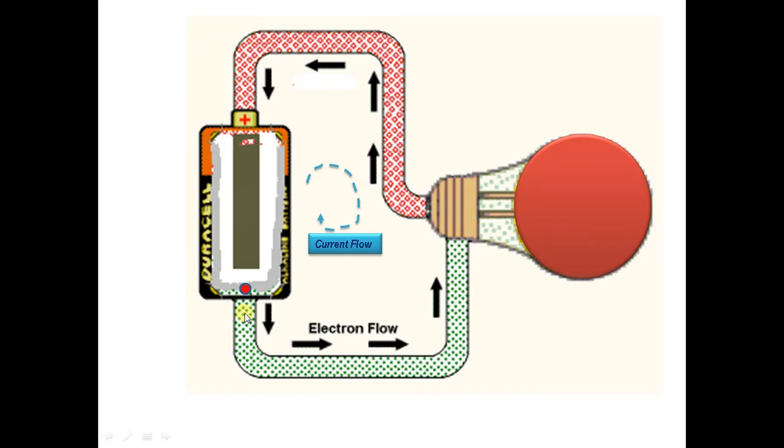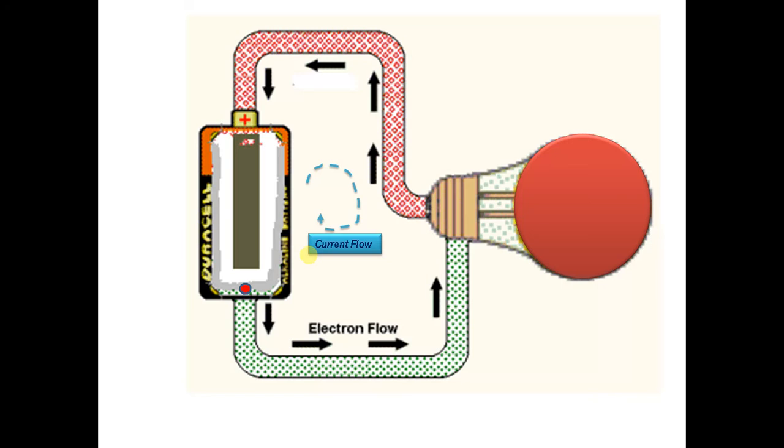So let's see this circuit. Here we can see that this is a battery, positive terminal, negative terminal, high voltage and a low voltage, and a copper wire is connected from one end to the other end, and in between a bulb is connected. So electrons flow from the negative terminal to the positive terminal and current flows opposite to that. So the convention of current flow is always opposite to the electrons.